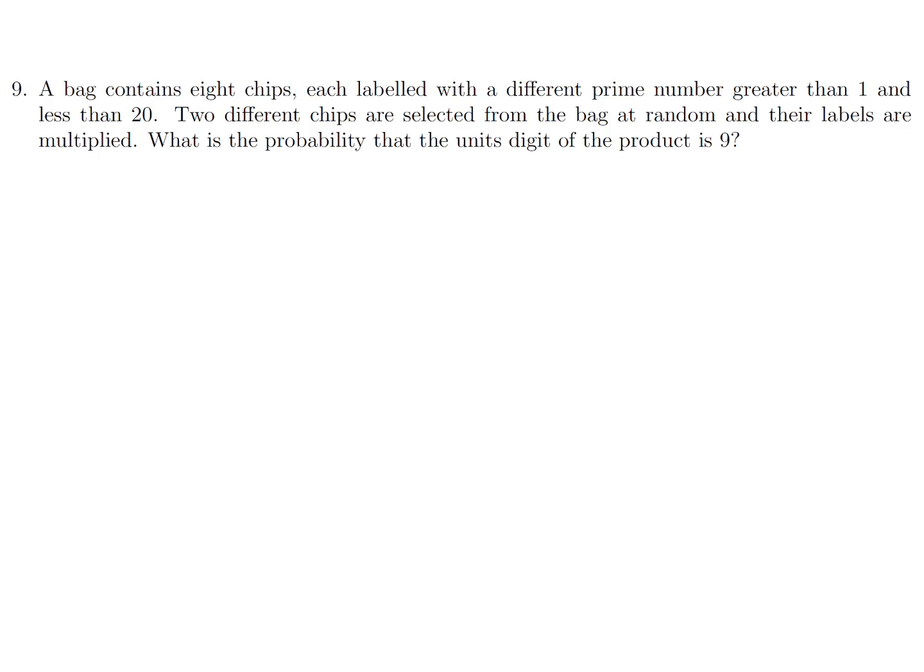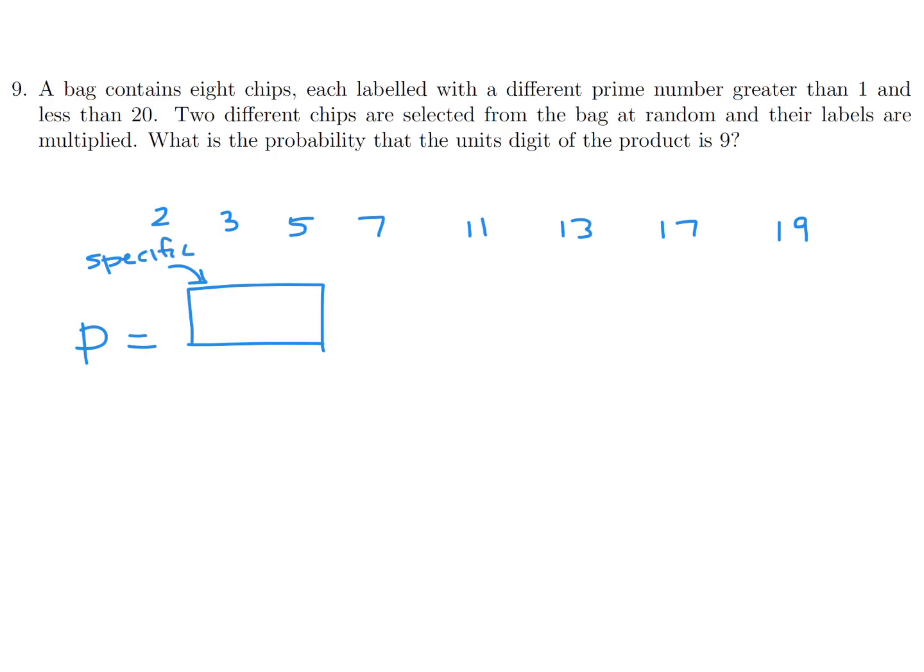Oh boy, so this is another one of those time-consuming ones. So here are the prime numbers between 1 and 20. What we're doing is taking 2 and multiplying them and seeing what the units digit is. So the probability would be something over something. The numerator is our specific condition, which is explained in the question, and the denominator would be the total.